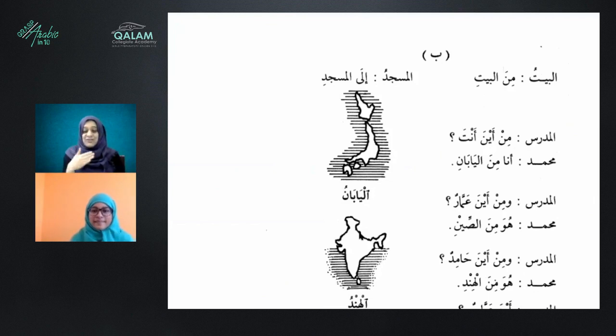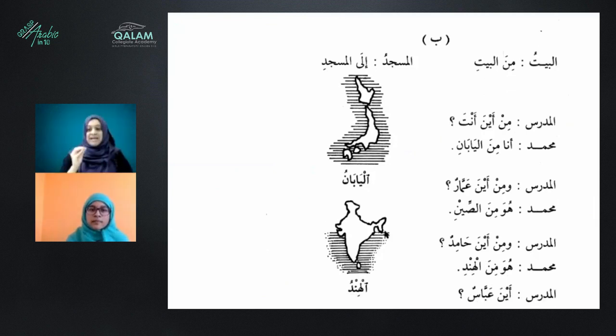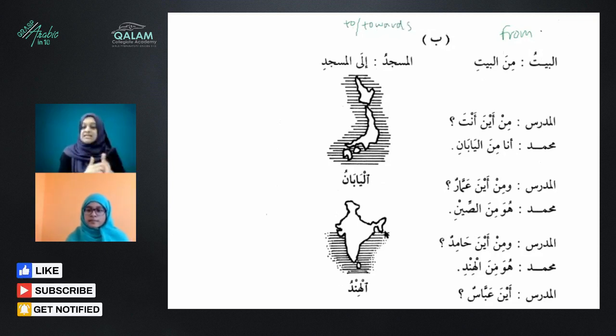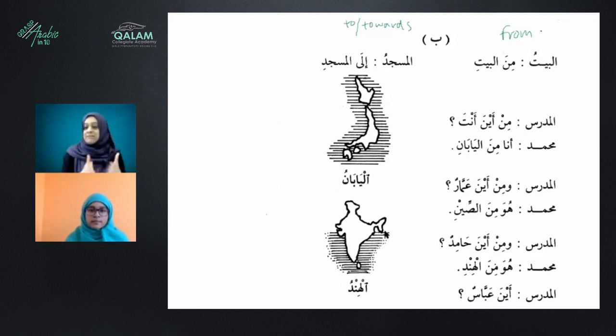Oh, sorry. This is not the next lesson. I thought this was the next lesson, but it's actually the next portion in the lesson. And see, this is what they're doing. Min, what is the meaning of min? It means from. Just write it, from. Very good. And the meaning of ila is to or towards. When you're headed towards something or going to something, you will use the word ila. And the same thing, you see, the ending is kasra. Mina al-baytu becomes min al-bayti, and al-masjidu becomes al-masjidi.